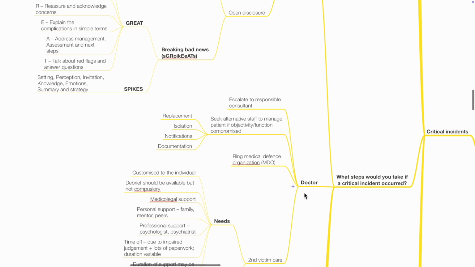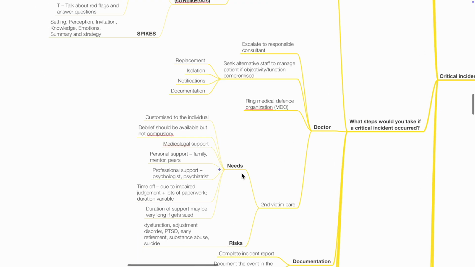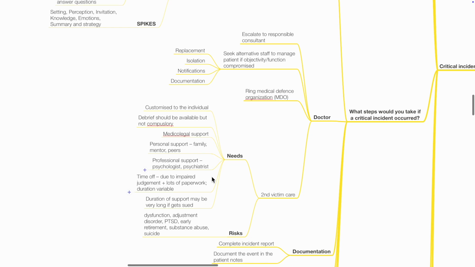For the doctor involved, escalate to the responsible consultant, and seek alternative staff to manage the patient if function is compromised. Second victim care includes assessment of needs and interventions customized to the individual. A debrief should be available but is not compulsory. Obtain medical legal support, personal support from family, mentors or peers, professional support from psychologists or psychiatrists, and time off due to impaired judgment, loss of paperwork. Risks incurred by the second victim include dysfunction, adjustment disorder, PTSD, early retirement, substance abuse, and suicide.